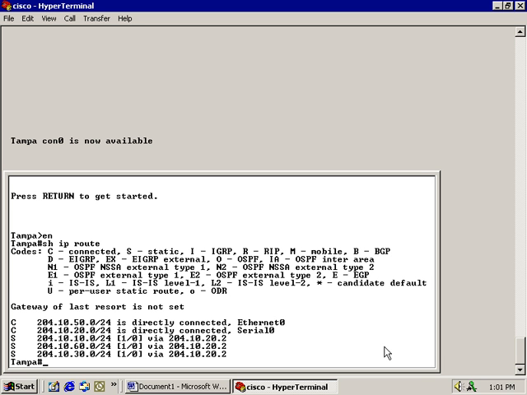Now in our next video, we're going to take a look at default routes. Then later on in another video, we'll take a look at the null zero interface and what it's good for.